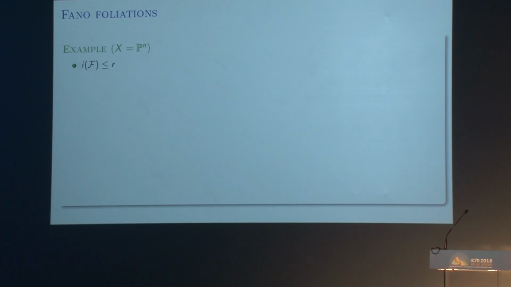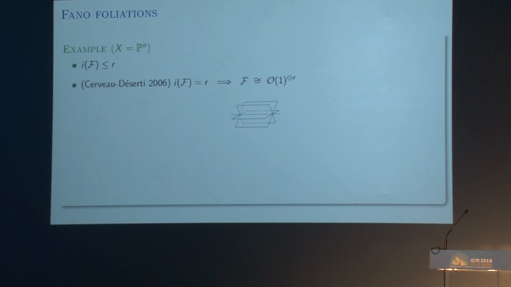And so it should be interesting to know what happens in the limit case when the index is equal to r. In this case, Cerveau-Deserti showed that this happens exactly when the foliation is given by a linear projection. So the sheaf is a direct sum of O(1)'s, and I just put a picture here. What you have is a foliation induced by a linear projection from Pn to some other projective space.